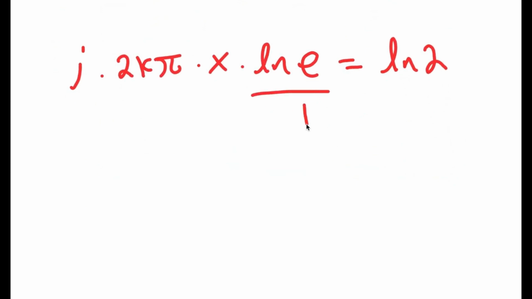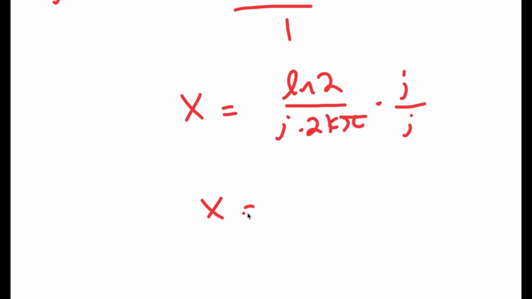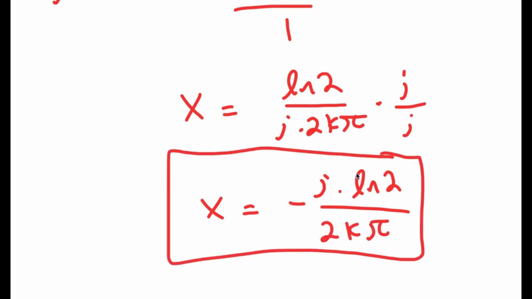ln e is simply equal to 1. So I get x is equal to ln 2 over i times 2k pi. And now I'm going to multiply this by i over i. So I get x is equal to negative i times ln 2 over 2k pi, because i squared is negative 1. So this is my solution.